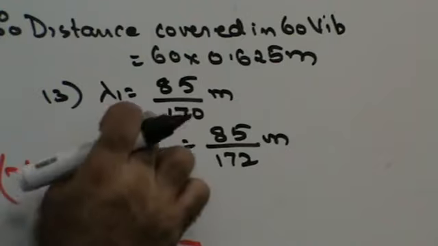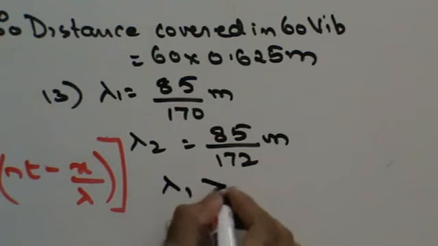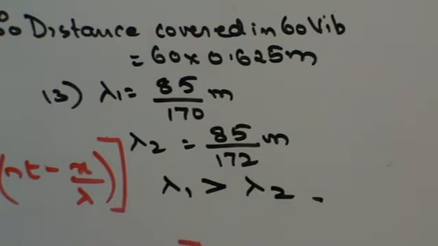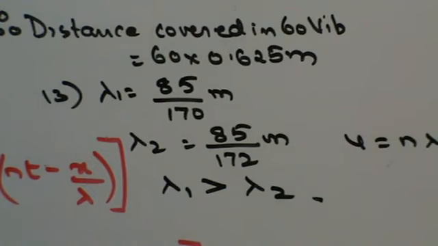Now guys, I'm dividing by 170 here, I'm dividing by 172 here. So it is very obvious that lambda 1 is going to be greater than lambda 2. We also know that V is equal to n lambda. That means n and lambda are inversely proportional to each other. That means I can therefore say that n1 is going to be less than n2. Now n1 is nothing but V, velocity of sound in air, which is constant, upon lambda 1. N2 is going to be V upon lambda 2.